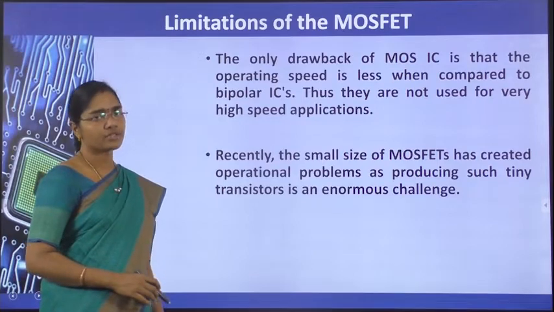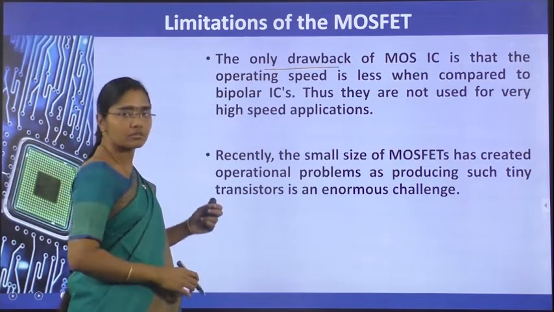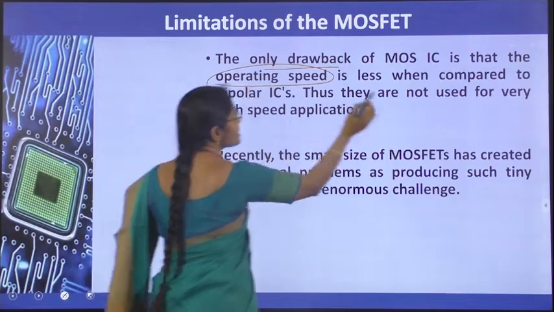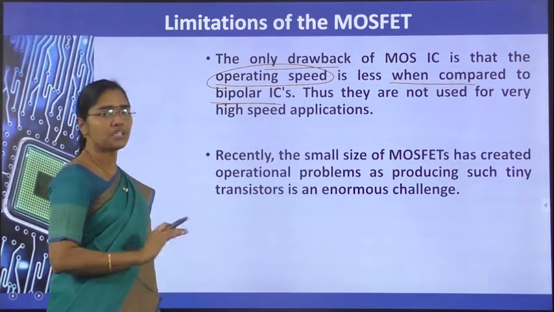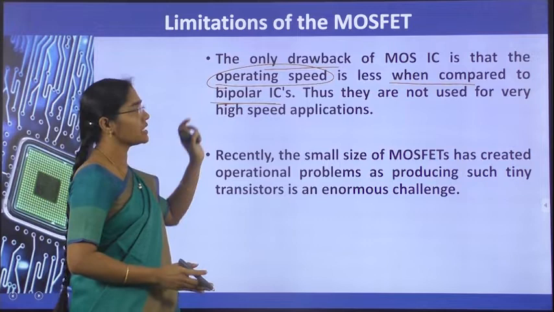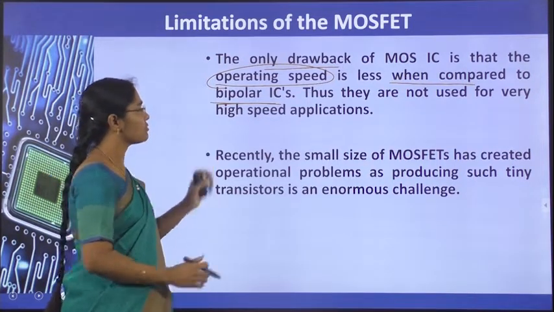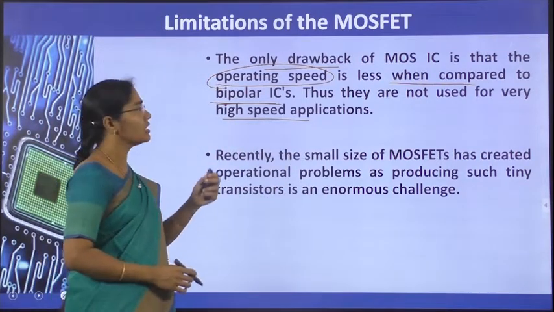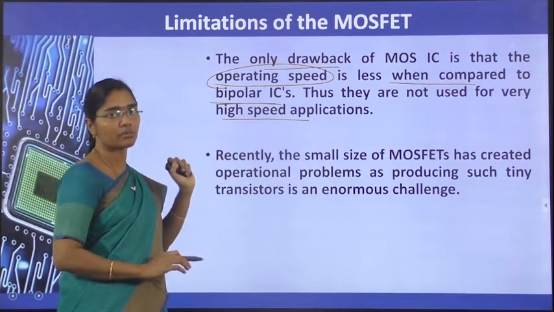And the limitations of MOSFET. Only one drawback is there for the MOS IC, that is, its operating speed is less when compared to bipolar ICs. Actually, its speed is not low, but when compared to bipolar ICs, its speed is less. Therefore, these are not going to be used for very high speed applications. If speed is the only constraint, then instead of MOS, bipolar is better.